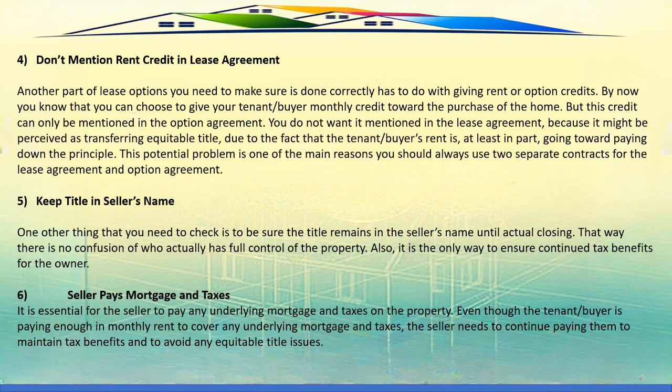6. Seller pays mortgage and taxes. It is essential for the seller to pay any underlying mortgage and taxes on the property. Even though the tenant buyer is paying enough in monthly rent to cover any underlying mortgage and taxes, the seller needs to continue paying them to maintain tax benefits and to avoid any equitable title issues.